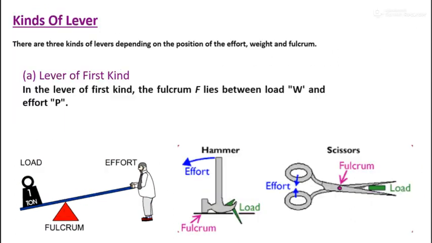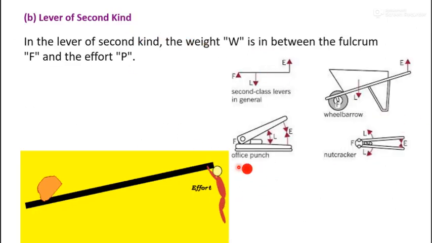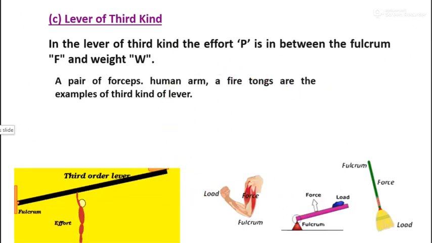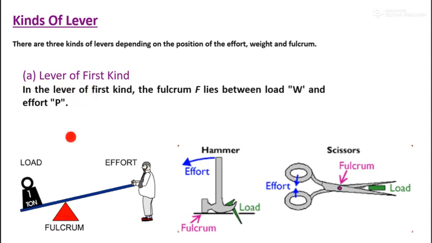Now, further study of the kinds of levers. There are three kinds of levers, depending on the positions of the effort, weight, and fulcrum. Here you can see examples of the first kind, the second kind, and the third kind of lever. Now I will describe the lever of the first kind. In the lever of the first kind, the fulcrum F lies between the load W and the effort P.